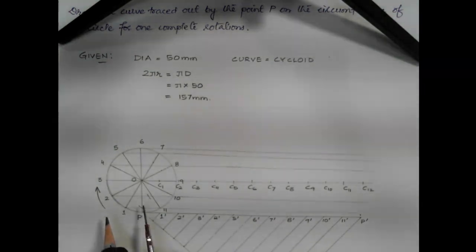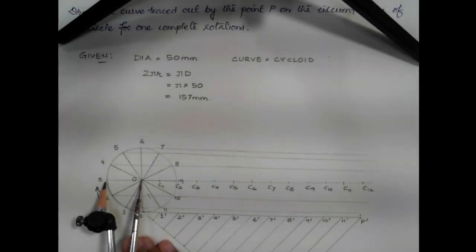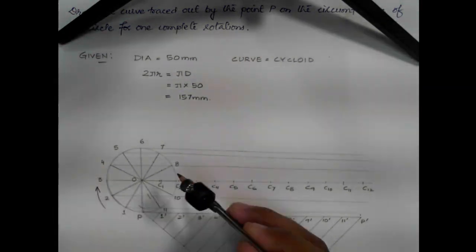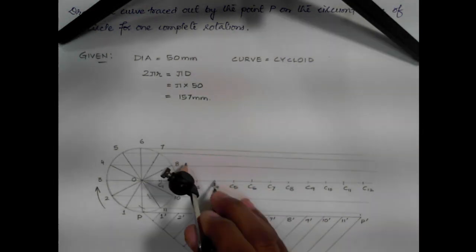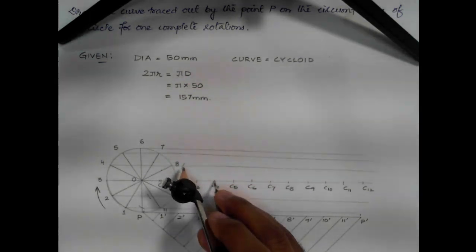Similarly, O2, I will take O2 and take the same orientation of the compass, keep at C2 and cut. You will not cut like this, you have to cut like this. Similarly, I will be taking the distance from O3, keep it at C3 and cut. Similarly, O4, keep at C4 and cut the line which is passing through 4 and 8. Yes or no?